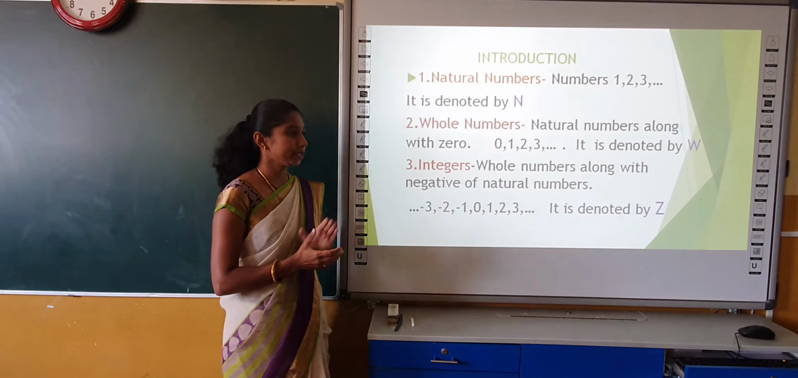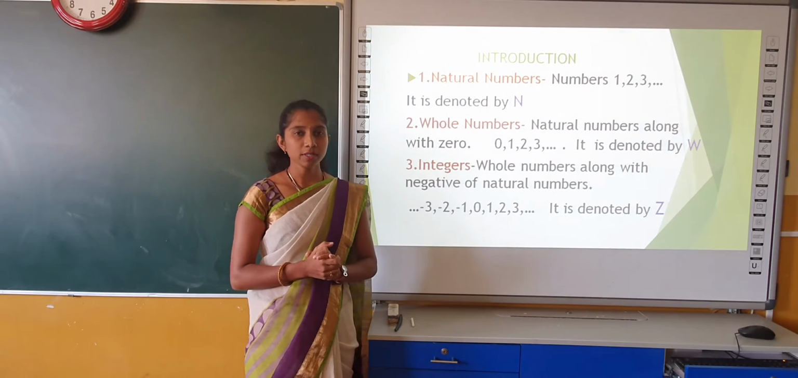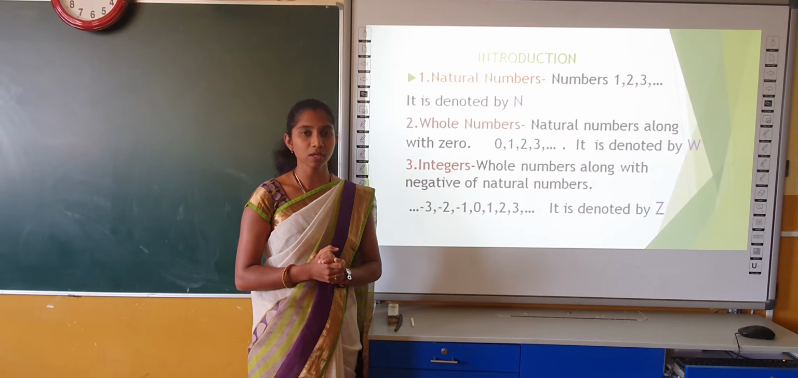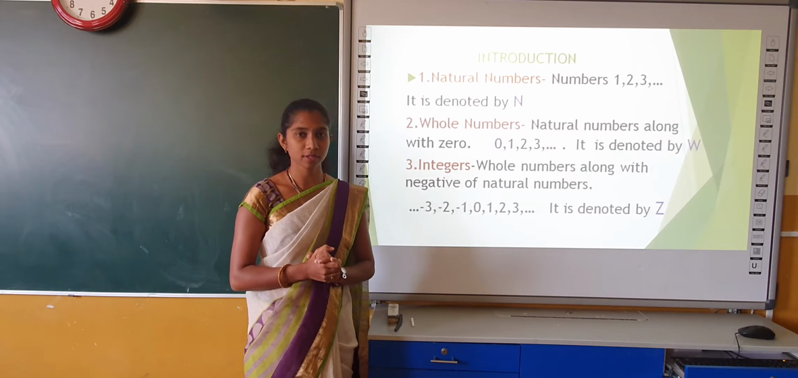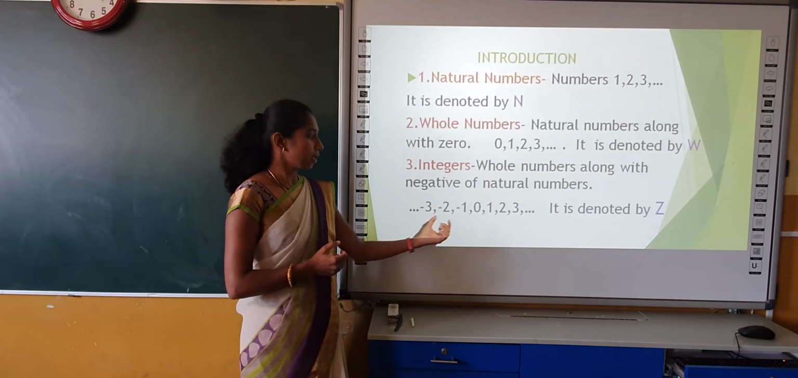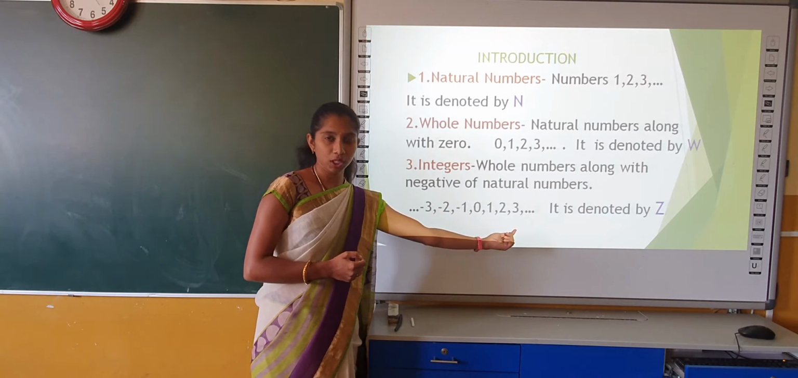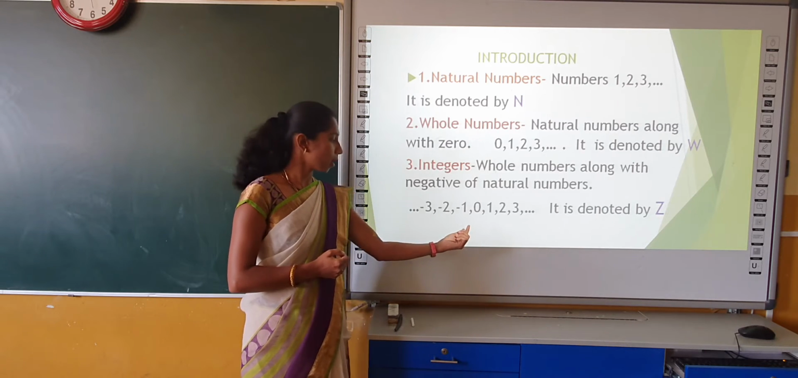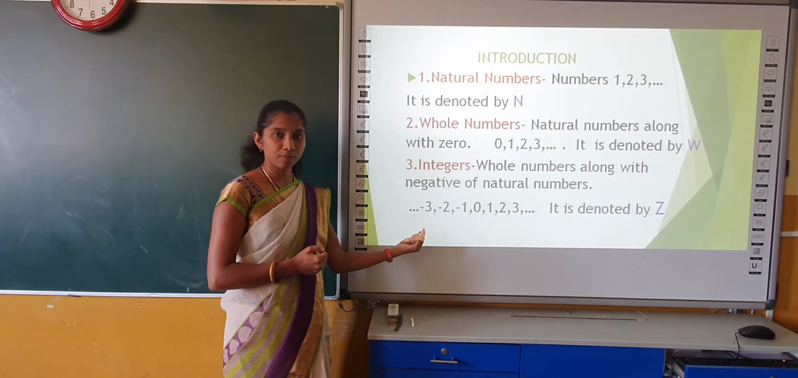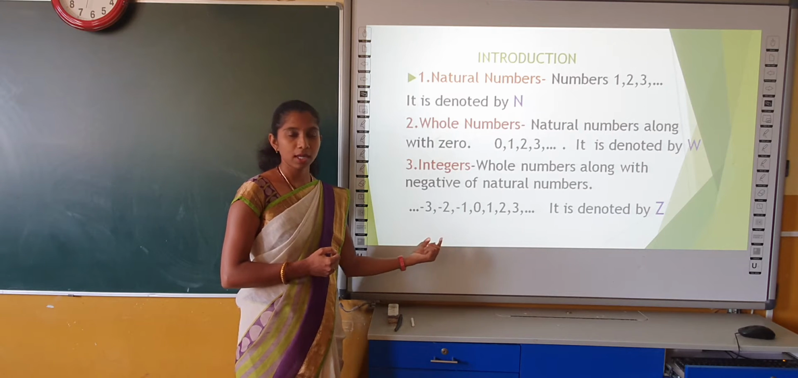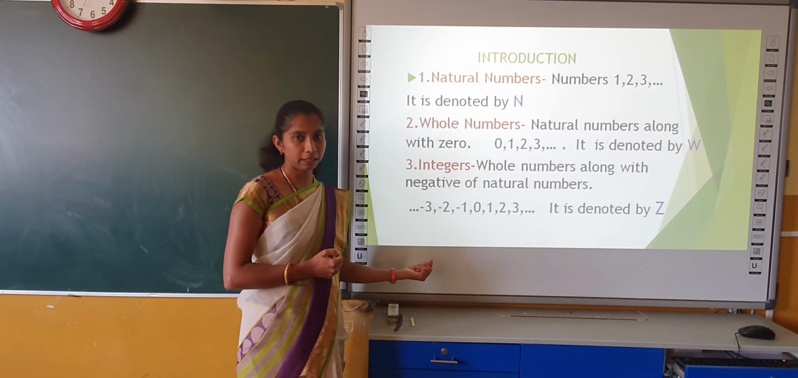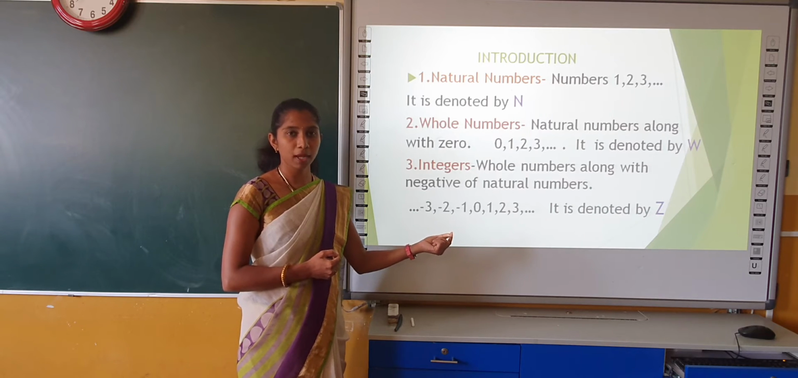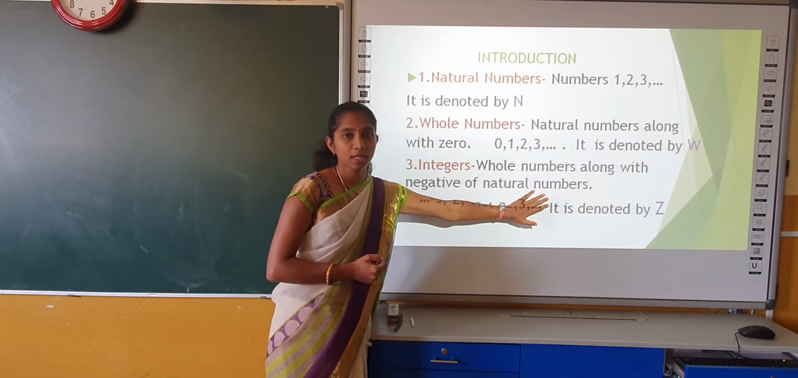Next is integers. Whole numbers along with negative values of natural numbers are called integers. Whole numbers means 0, 1, 2, 3 along with negative values of natural numbers, meaning -1, -2, -3. On either side it continues up to infinity. These integers are denoted by the letter Z.